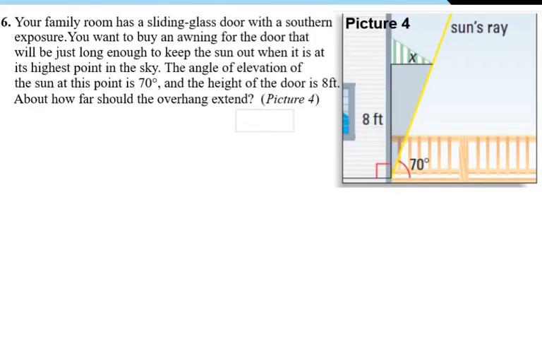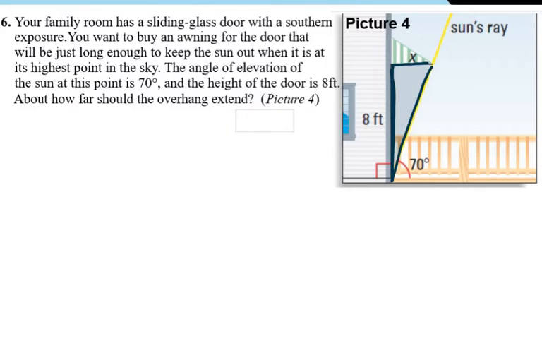Here's one more question that we're going to do before I finish this video, and then the next video is going to have the law of sines and cosines in it. So they have that you have a family room that has a sliding glass door with a southern exposure. You want to buy an awning for the door that will be just long enough to keep the sun out when it is at the highest point in the sky. The angle of elevation of the sun at this point is 70 degrees, so you see it in the picture. And the height of the door is 8 feet. So they give you the height of the door. About how far should the overhang extend?